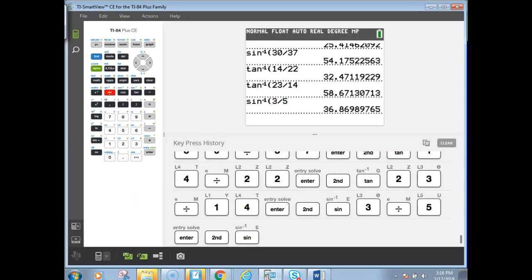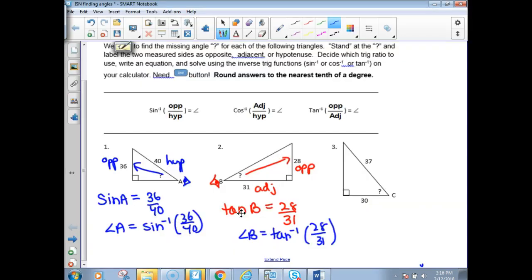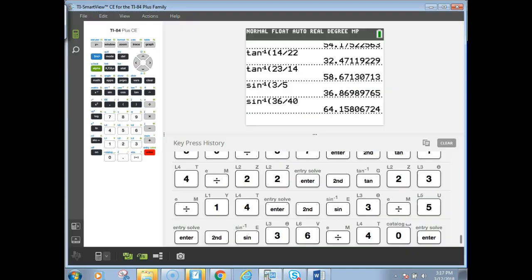Second sine 36 divided by 40 for the first one would have given us 64.2 degrees. Now, it said at the top to round the answers to the nearest tenth of a degree. So 64.2 degrees. The second one, we're going to do second tangent 28 divided by 31.